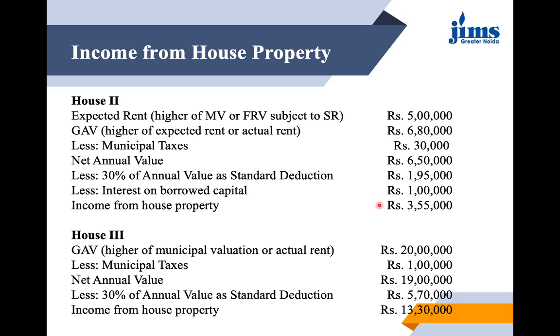So we can subtract that amount of 1 lakh from it, and we can obtain the income from house property as 3,55,000. Then in case of house 3, the gross annual value, higher of municipal valuation or actual rent, is rupees 20 lakh, less the municipal taxes of 1 lakh rupees, and we can obtain the net annual value of 19 lakh rupees. From there also we will calculate 30% of 19 lakh, that is 5 lakh 70,000. We will subtract this as standard deduction, and we can obtain the income from house property, that is 13 lakh 30,000.